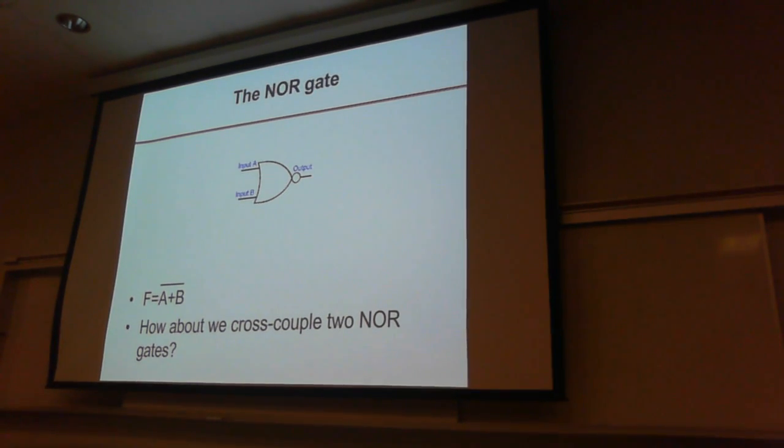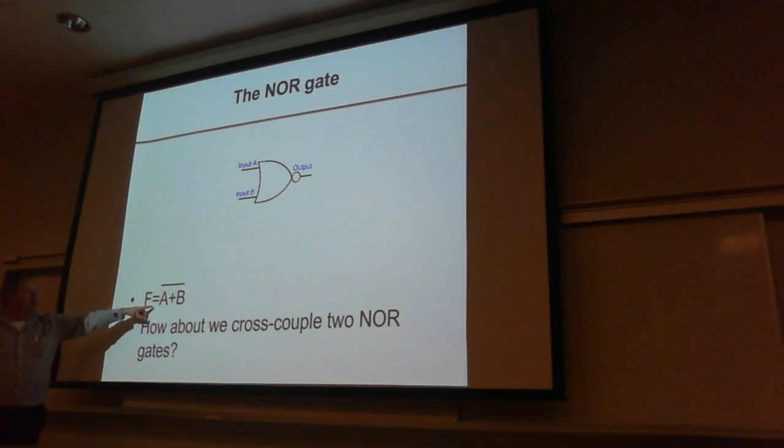Okay, so let's go back to some components we already know. The simple NOR gate, right? I've got A, I've got B, they're both inputs, and I've got a single output. And of course, we know that the functional description of that particular gate is not (A or B), right?